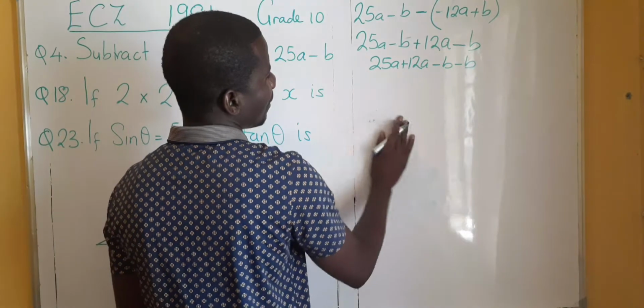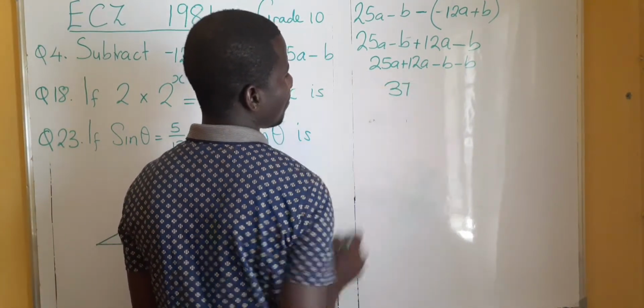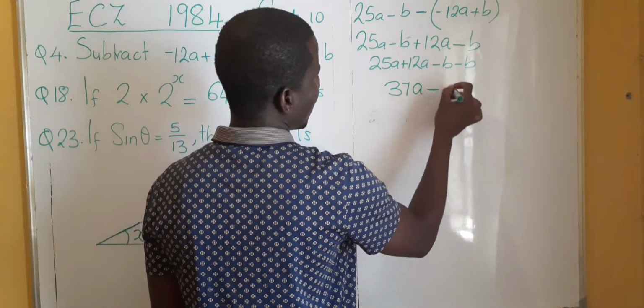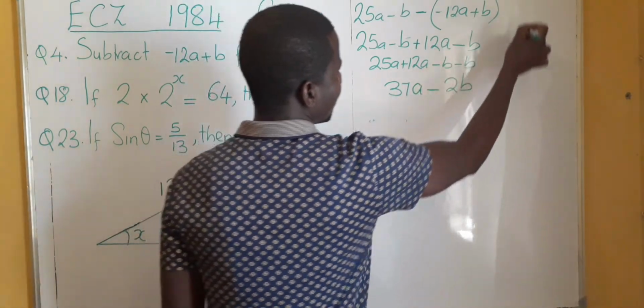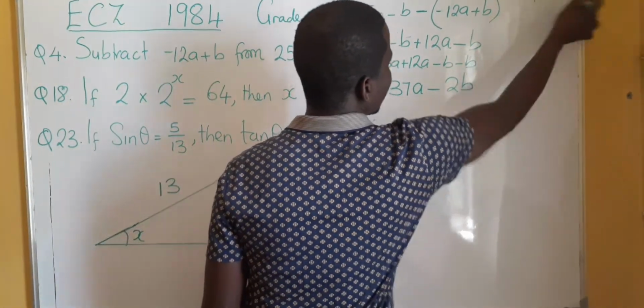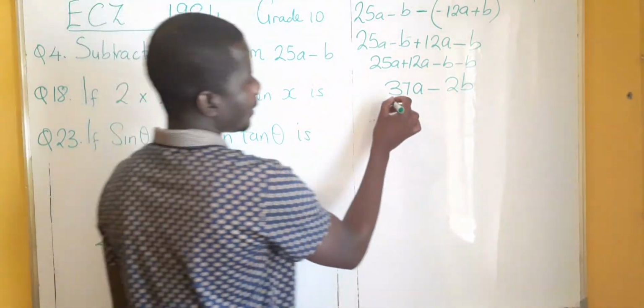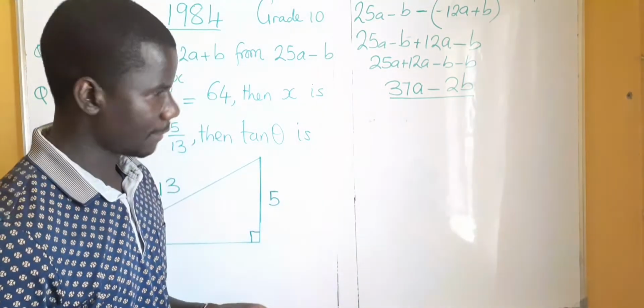What do we get here? This is going to give us 37a minus 2b. The negative and the negative is like we have minus 1 minus 1. This gives us minus 2. So this is the answer that was expected us to find.